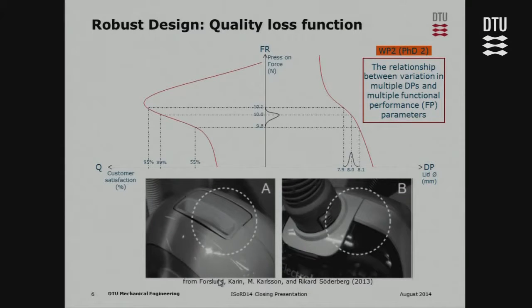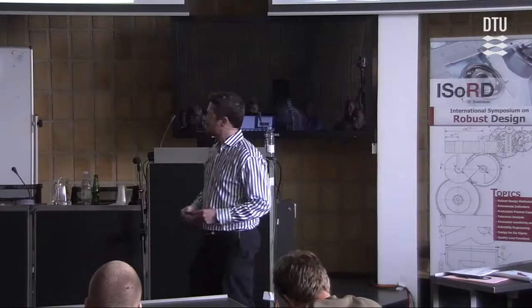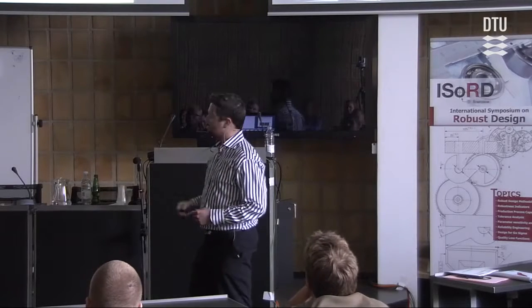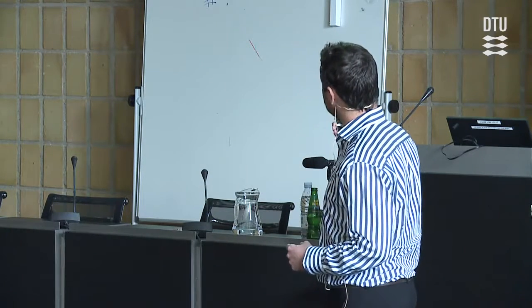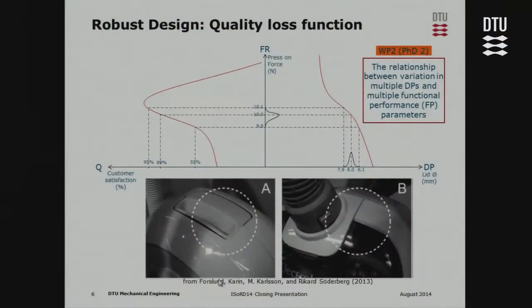And to do that, we're also looking at sensory robustness. So one of them is visual robustness. Here's a very nice case study on vacuum cleaners. And these two products here have actually the same ingoing variation, meaning the panels are misaligned as much in this one as they are in this one.